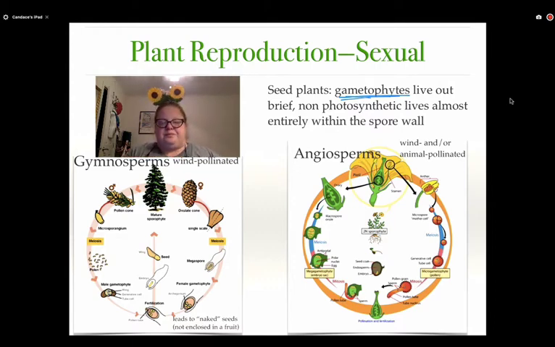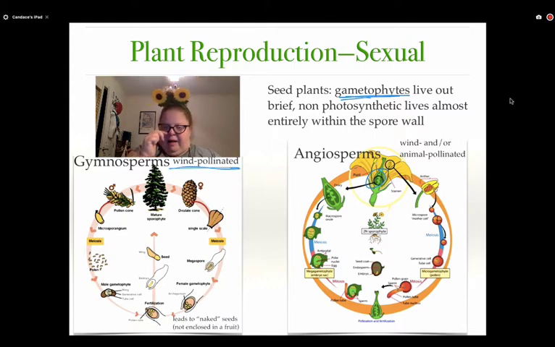And so I'm not going to spend any real time on it. If you're interested, I'll be happy to talk to you more about it, or you can research it. But essentially, the gametophytes are within the sporophytes. Gymnosperms are the cone-bearing plants.